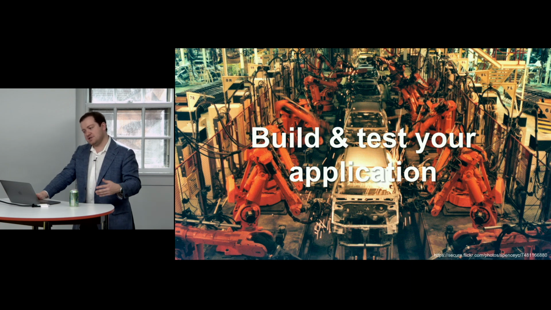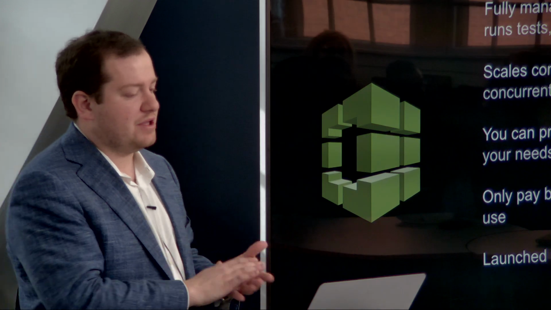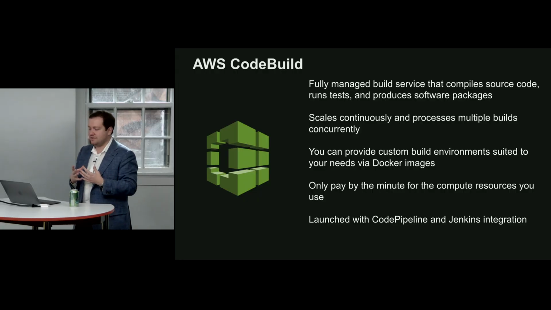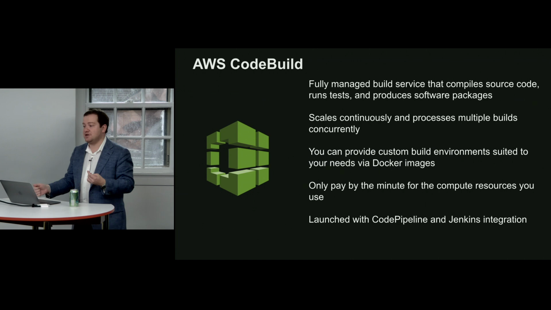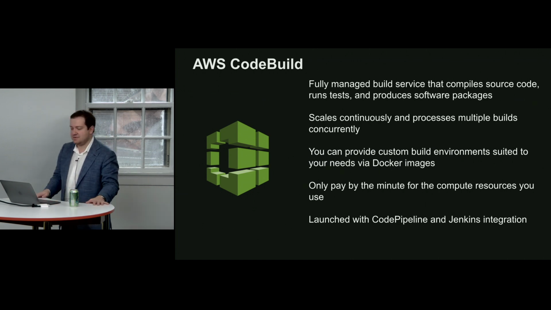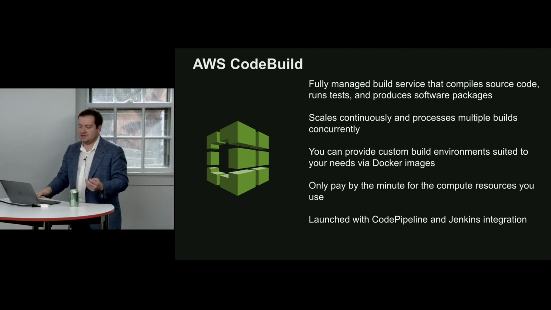So let's talk through our code tools here. For building and testing your application, we have a service called CodeBuild. CodeBuild is a fully managed build service. It compiles your source code, runs any tests that you tell it to run, and produces software packages ultimately. It scales continuously and processes multiple builds at the same time. So it's a fully managed service. You don't have to spin up a cluster or anything. You just put a config file in your repo, and it'll do the test after that.